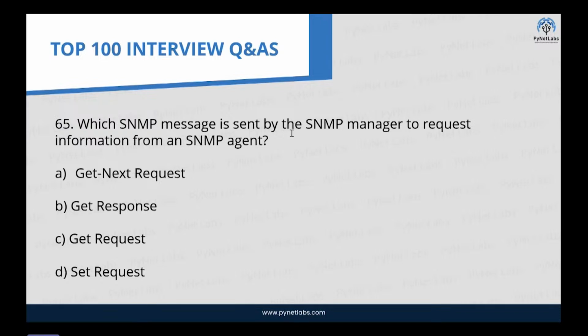The SNMP manager uses a GET request message to request specific information or the value of a particular variable from an SNMP agent. The agent in turn responds with a GET response message containing the requested information. So in short, when the SNMP manager wants to retrieve information from the SNMP agent, it sends a GET request and the agent responds with the GET response containing the requested information.